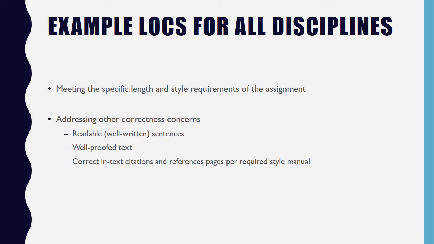So we want to think about readable or well-written sentences, well-proofed text, and correct in-text citations and reference pages per the required style manual. So again, if you have a 7-page paper, you're not expected to go through the entire paper and correct their grammar. Instead, I encourage you to go through maybe one paragraph, find some patterns of error, and in detailed comments explain what the error is, how they can fix that error, and where they can go for more resources. So if you can do those 3 things and support your tutees that way, that's really going to help them in future writing assignments as well.